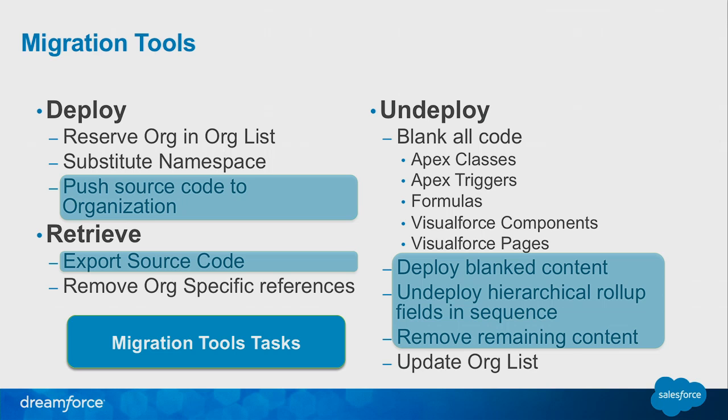Then we have to undeploy hierarchical rollups in sequence. Again, it's something that the Salesforce destructive changes can't handle. If you have a hierarchy of rollups and you try to remove them all at one go, it doesn't work. So you have to do them in sequence, one by one by one. We've just automated that in Ant. And then finally, once you've done that, you push the destructive changes with all the content, and the org is now empty, ready for reuse.